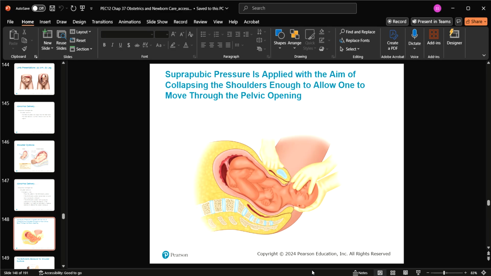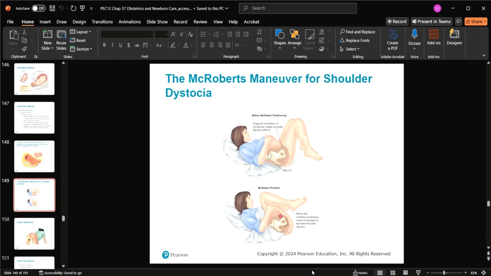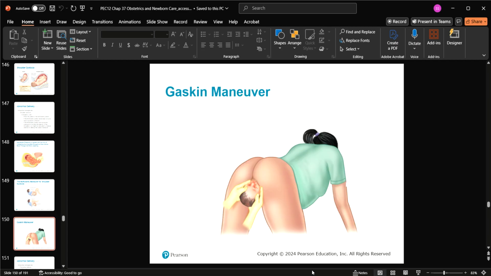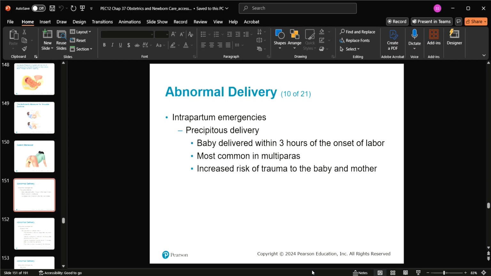All right. So the Gaskin maneuver is being on the patient's hands and knees. This is where we're talking about the suprapubic pressure, that is applying pressure above the pubic bone, outside of the vagina. This is going to require more than one person because, as you can see here, nobody has 3 hands. The McRoberts maneuver is trying to touch those knees to the shoulders, and the Gaskin maneuver, they're on all fours.